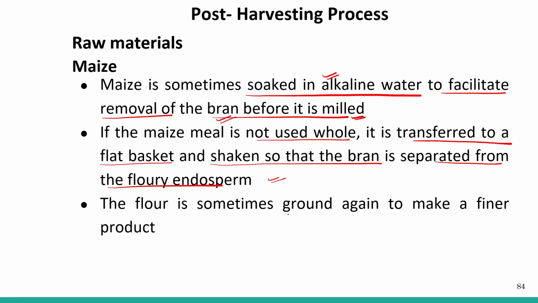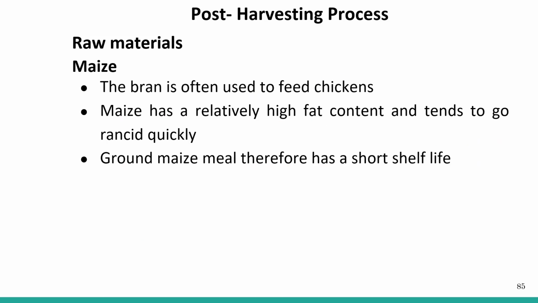The flour is sometimes ground to make a finer product. Sometimes the seeds of the maize are used for making flour, and that very fine product can be used for making fine products. The bran is often used to feed chickens. Maize has a relatively high fat content and tends to go rancid quickly. Ground maize meal therefore has a short shelf life.